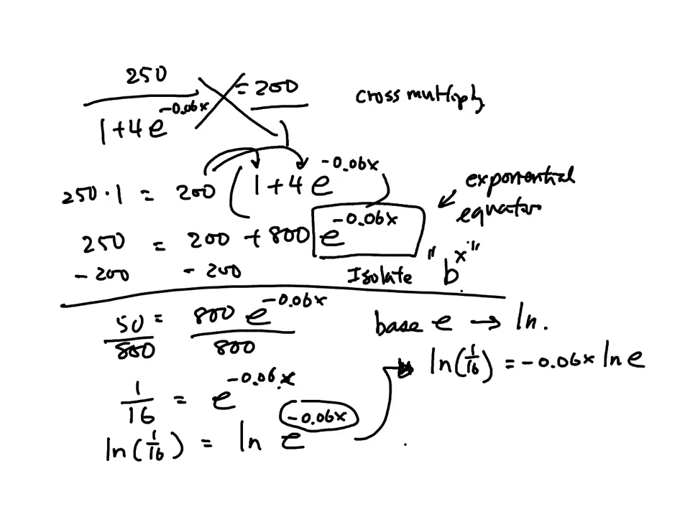And from here, if you remember, natural log of e is 1, because natural log of e is log base e of e. This is 1. This is property number 1 or number 2, I think. I can't remember. So what we end up having is simply natural log of 1 over 16 equal negative 0.06x. So to figure out what x is, I'm going to divide both sides by negative 0.06.